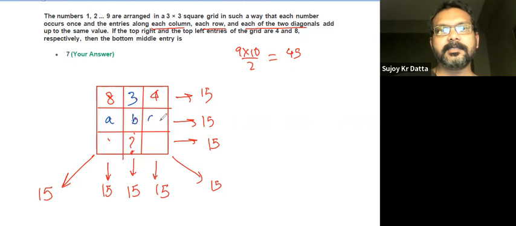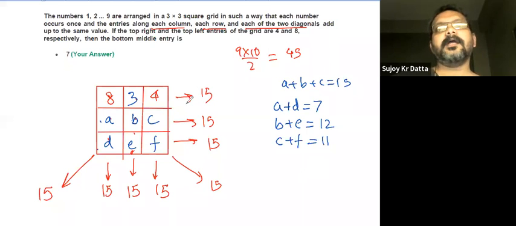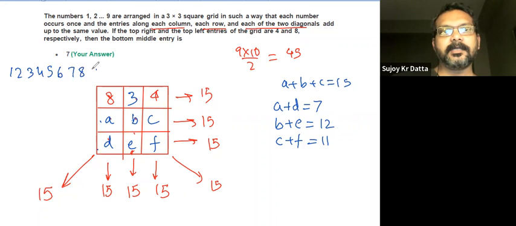So we have A, B, C, D, and E, and F. So we have A plus B plus C is 15. And we can make all these equations. So A plus D is 7. B plus E is 12. C plus F is 11. And the digits that we have are 1, 2, 3, 4, 5, 6, 7, 8, 9, of which 8 is used up, 3 is used up, 4 is used up.